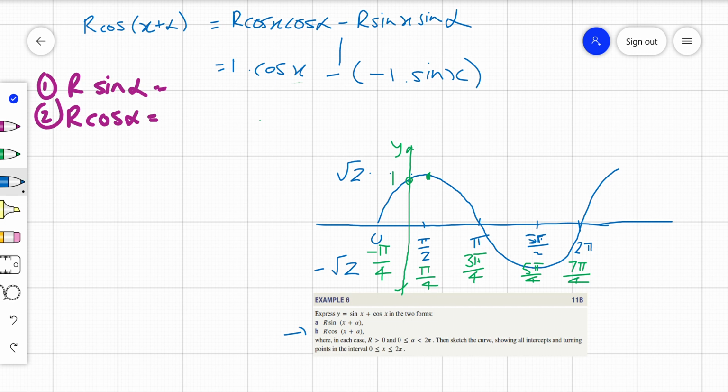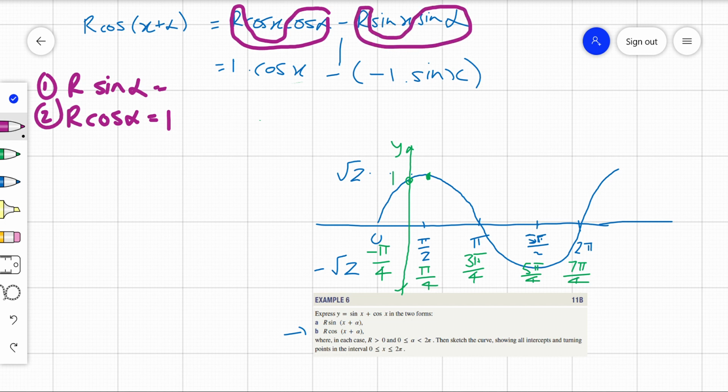Alright, and I'm just lining that up so I can see nicely that the r cos alpha there is going to be 1, and the r sin alpha here is going to be minus 1. In this case, if I square the first equation plus square the second equation, I will still get r squared equaling 2, so we still get r equals root 2. So we've still got root 2, but this time it's cos(x plus alpha), and we want our alpha.